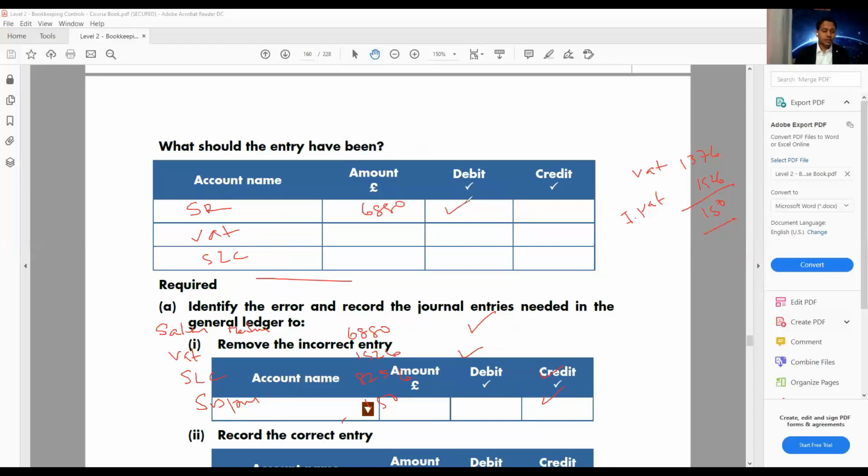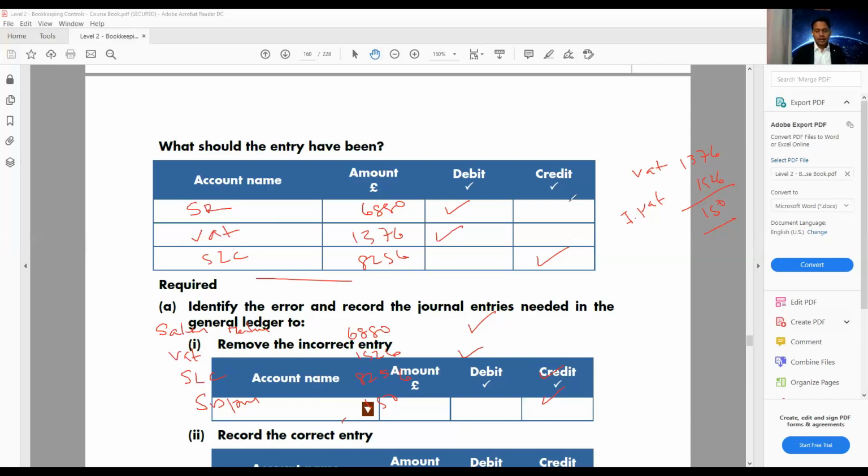The problem was the VAT. What the entry should have been? The VAT should be debit 1376, and sales ledger control supposed to be 8256. That's the correct one. The entry should have been this. If you made it like that, there will be no suspense account, but we made a mistake on the total of the VAT. That's why the suspense was created.